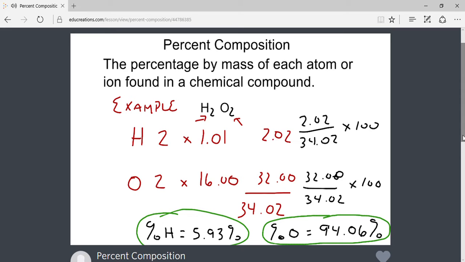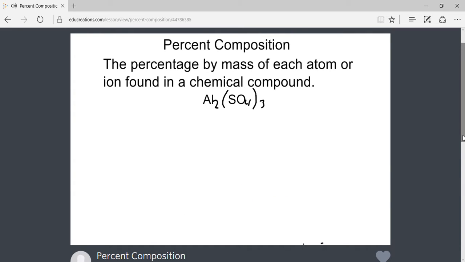Let's look at one more example with a little more complexity. In this example, we're going to look at the compound known as aluminum sulfate. Again, let's break down the elements that make up this particular compound. In this case, we have aluminum, sulfur, and oxygen atoms. For aluminum, we can see there are 2 atoms.